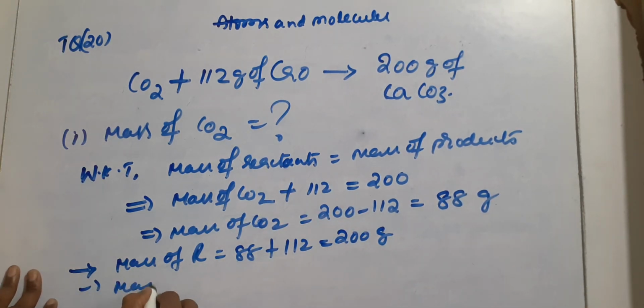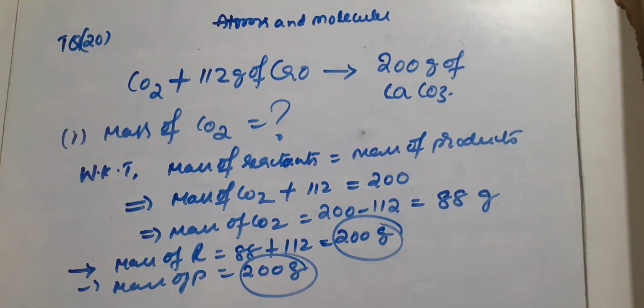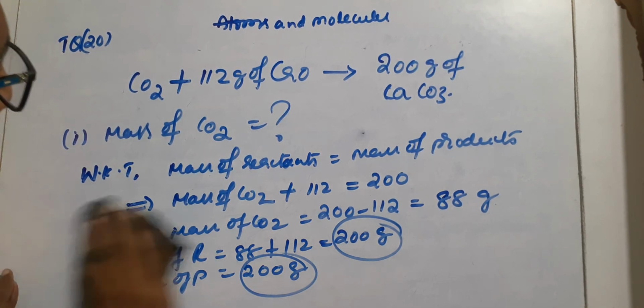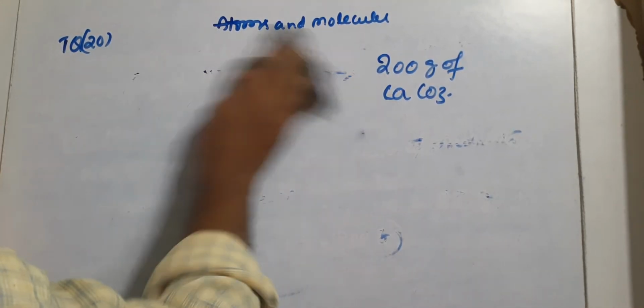And the mass of products, which is only one, is 200 grams. So you can check that the mass of reactants and the mass of products are the same on both sides. This chemical reaction is also following the law of conservation of mass. That's all, students. This part 2 video dealt with some numerical problems. These part 1 and part 2 videos together cover all numerical problems in the ninth class physical science chapter atoms and molecules. That's all. Thank you.